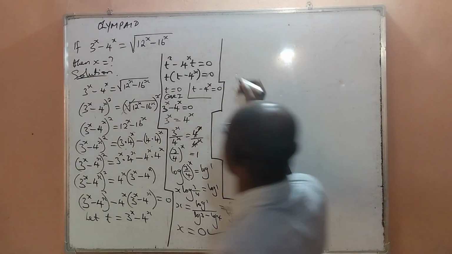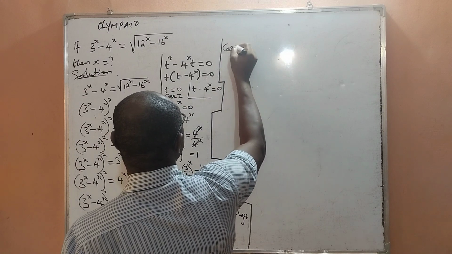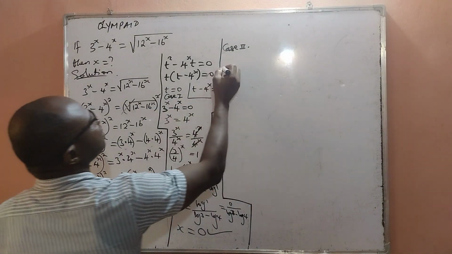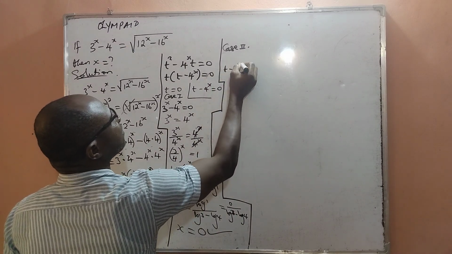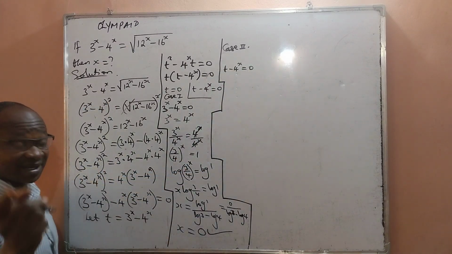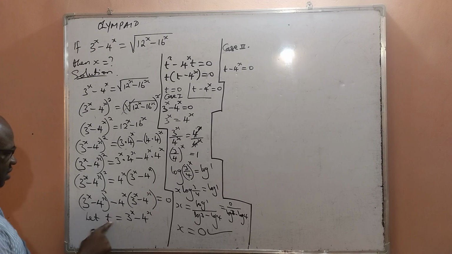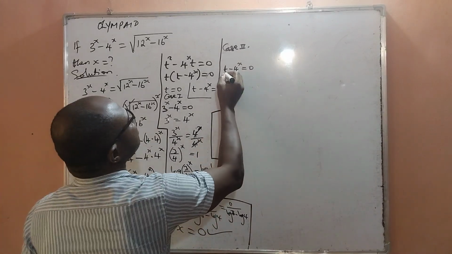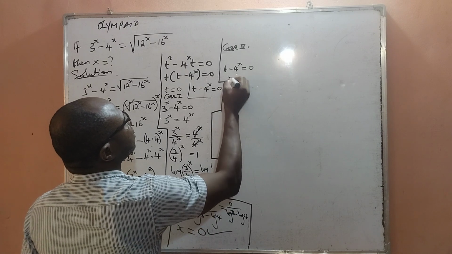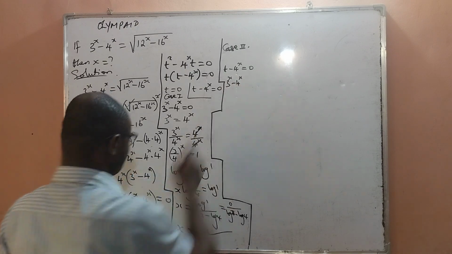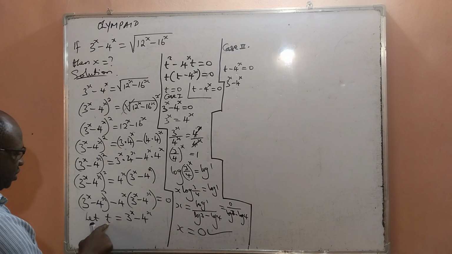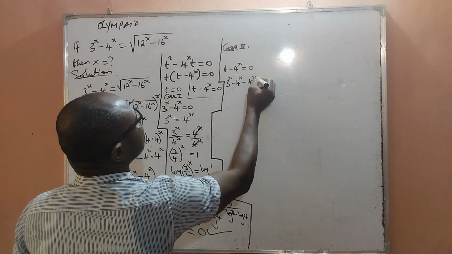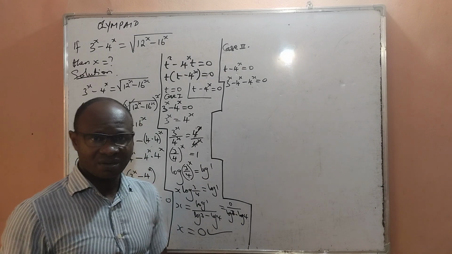Case 2. What does it say? That I have t minus 4 to the power of x equal to 0. So I replace the value of t from here. It is equal to 3 to the power of x minus 4 to the power of x. So I have t now is 3 to the power of x minus 4 to the power of x. So I have now replaced the value of t, which is this. Then minus 4 to the power of x equal to 0.